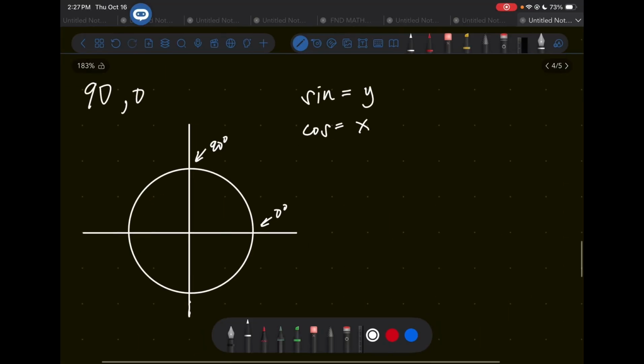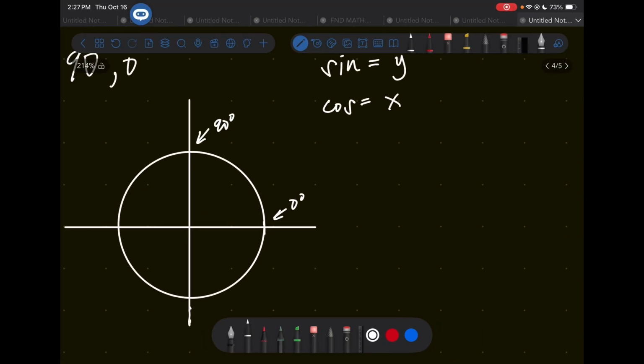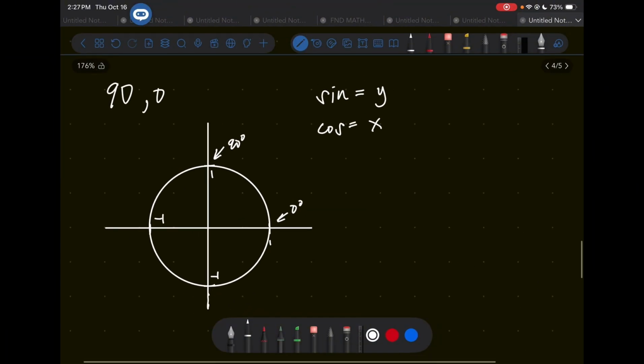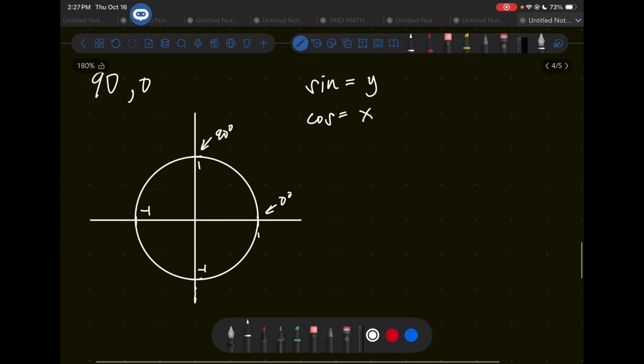Since this is a unit circle, this is going to be 1. This is going to be 1 as well. This is going to be -1, and this is going to be -1. So now, what is sine 0? Sine is y, and we can see that there is no y coordinate at 0 degrees. So sine 0 is simply 0.